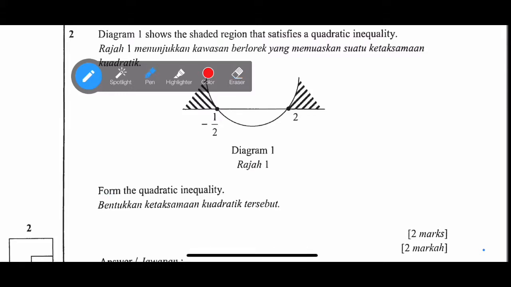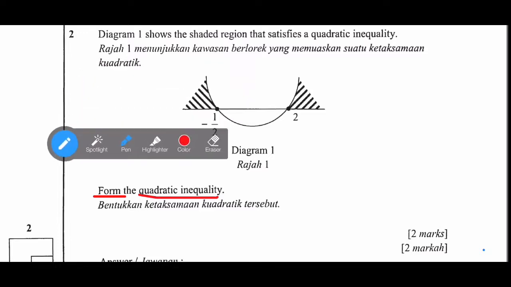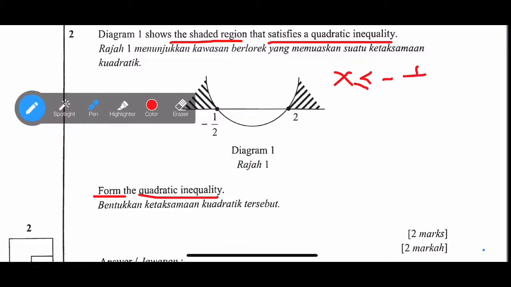You're asked to form what? Form the quadratic inequality. That means you cannot write an equation. You must write in terms of the quadratic inequality. There's no equal to a certain value. It can be more than or equal, or less than or equal. Obviously the quadratic function is about the y value. The shaded region is above the x-axis, that means y is always positive. Above the x-axis, y is always positive.